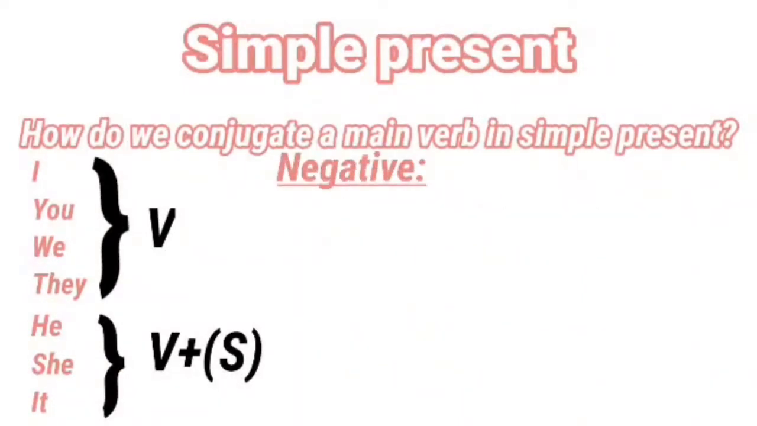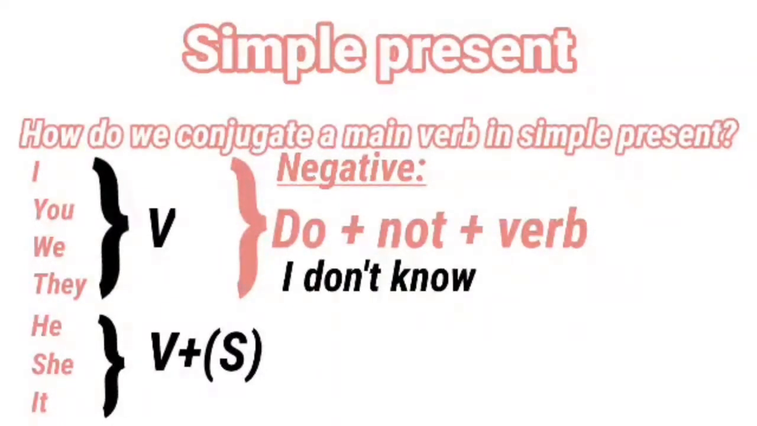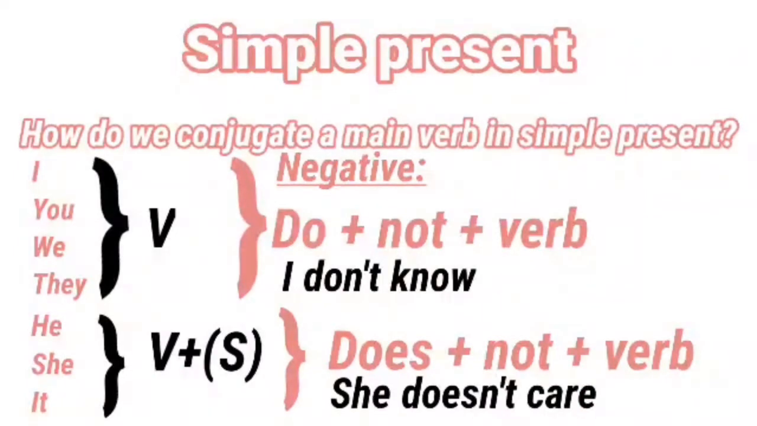For the negative, with I, you, we, they, we add do plus not plus verb. For example, I don't know. Don't is the contraction of do not. With he, she, it, we add does plus not plus verb. For example, she doesn't care. Doesn't is the contraction of does not.